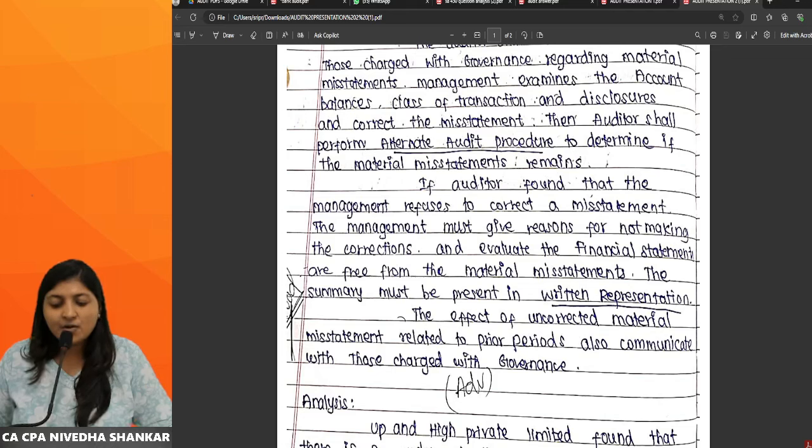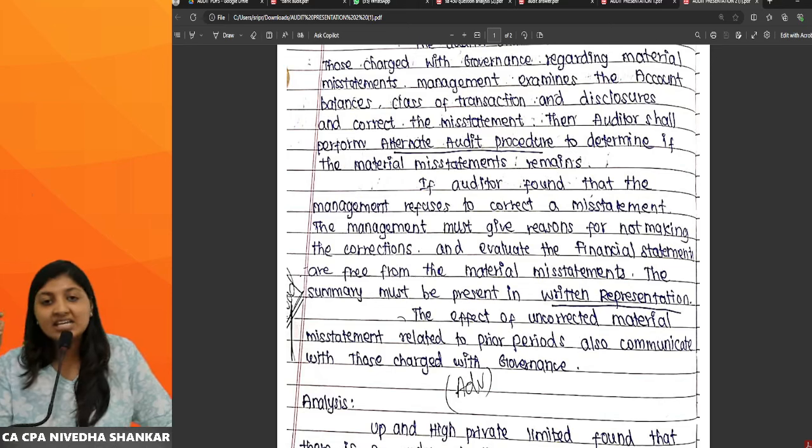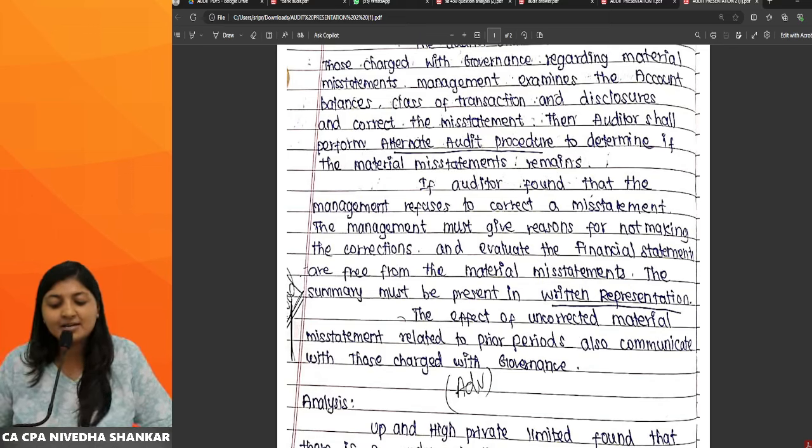If auditor found that the management refuses to correct a misstatement, question, the management must give the reasons for not making the corrections. Not a single person used this word reasons. That is the conclusion: reasons for not making the correction, and evaluate that the financial statements are free from material misstatements. That summary must later be presented in the written representation and all of those things.